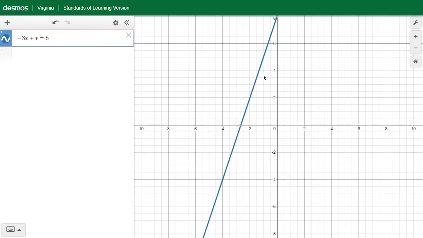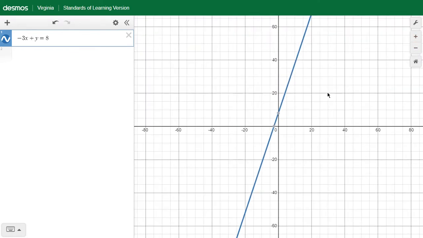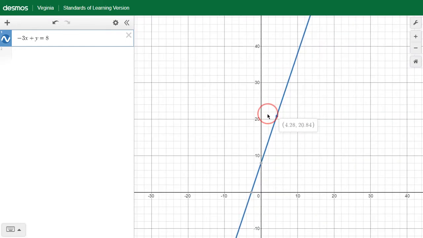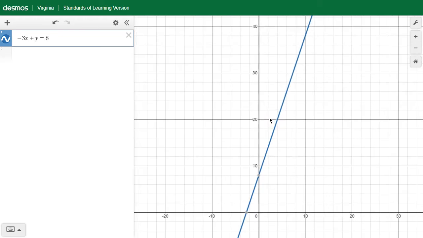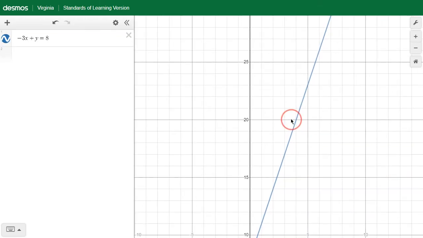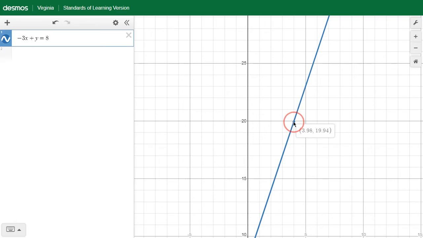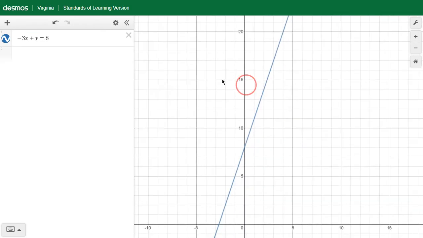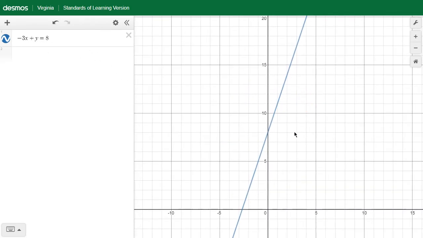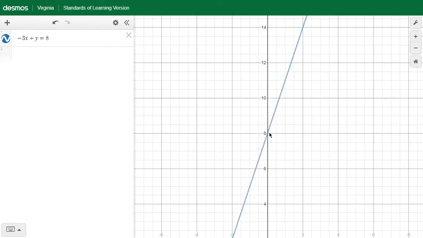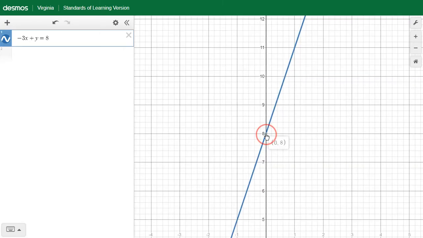You can zoom in or zoom out. Let's zoom in a little bit, and a little bit more. See this point right here is 4, 20. So you can zoom and pan around a lot. Just by typing in the equation, it graphs it for you. You can see this point right here is 0, 8. So you can see all sorts of different points here.